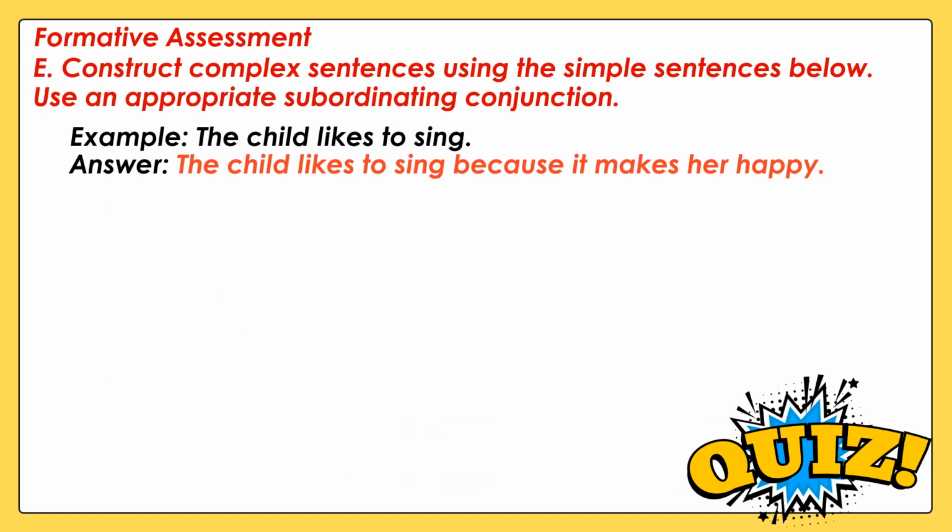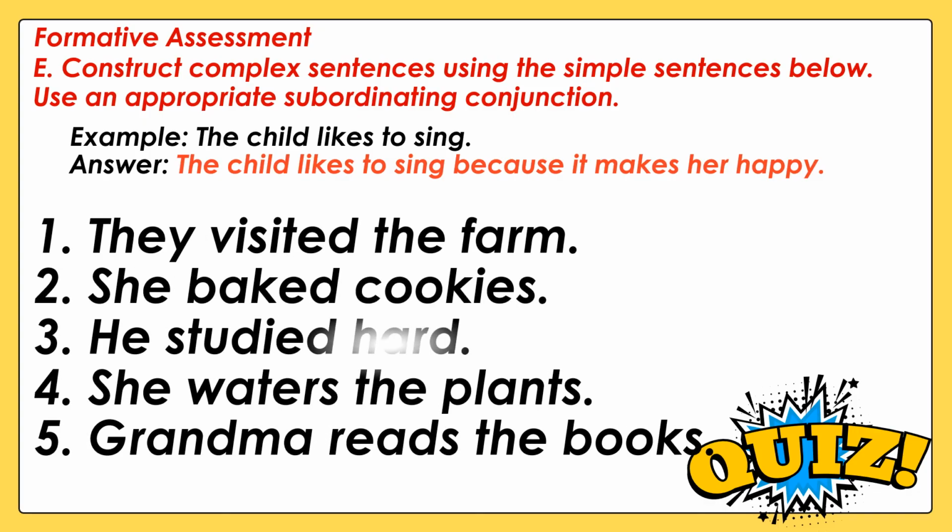Activity letter E. Construct complex sentences using the simple sentences below. Use an appropriate subordinating conjunction. Example, the child likes to sing. The answer, the child likes to sing because it makes her happy. Number 1, they visited the farm. Number 2, she baked cookies. Number 3, he studied hard. Number 4, she waters the plants. Number 5, grandma reads the books.